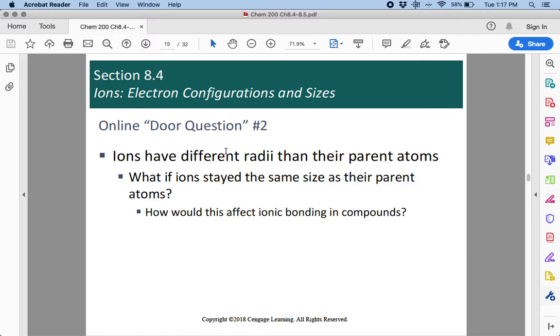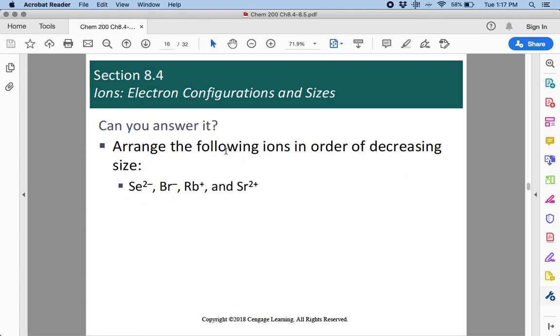So I'll leave this up here. It would be good for you to practice, get some ideas on how you would answer this question. It might show up on tests and quizzes. All right, this would be a good question for you to pause on. Go ahead and arrange the following atoms in order of decreasing atomic size or ionic size.